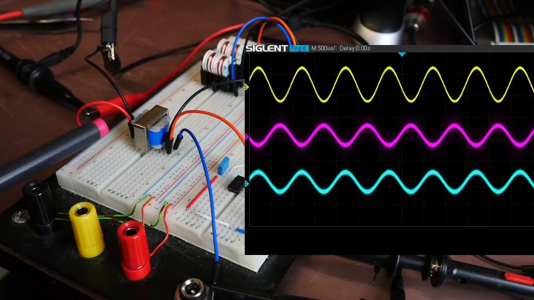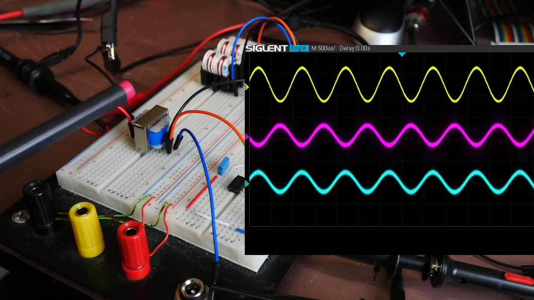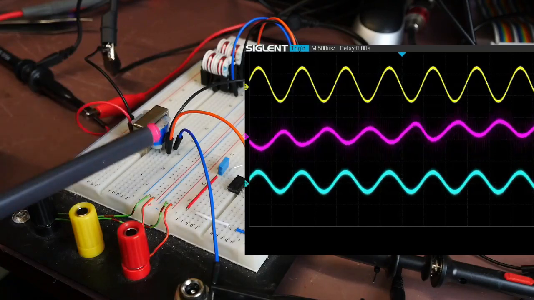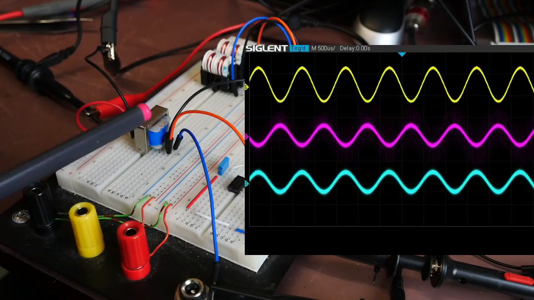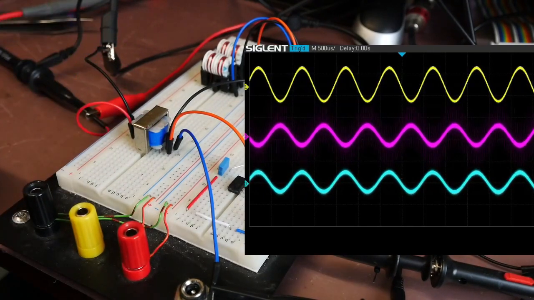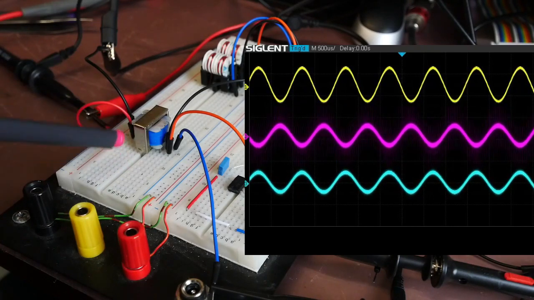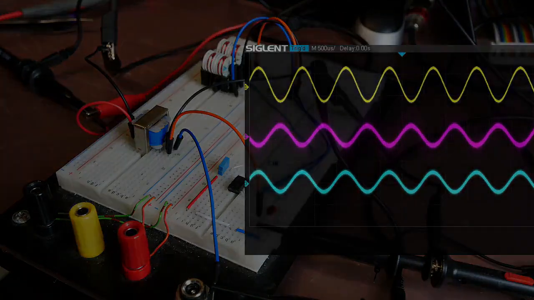So the yellow trace is the signal going into the primary, and as you can see, the purple and blue trace are what I'm taking off either side of the center tap on the secondary. The blue trace is in phase with the yellow input trace, and the purple trace is 180 degrees out of phase, so that's exactly as we anticipated on the description on the slide just now.